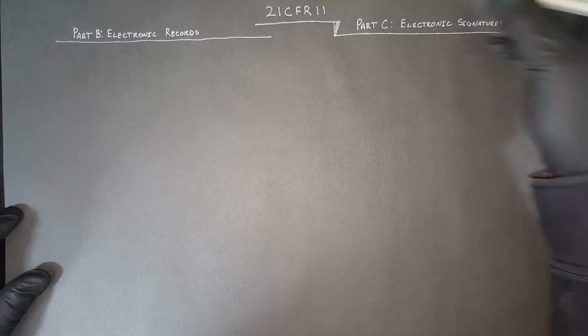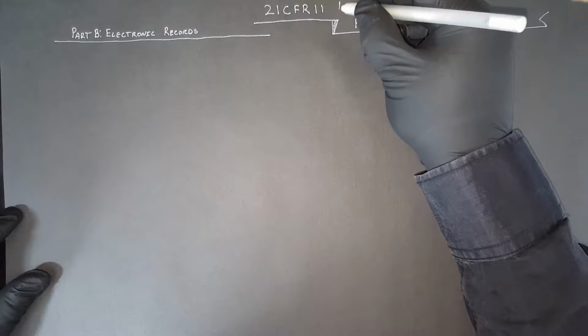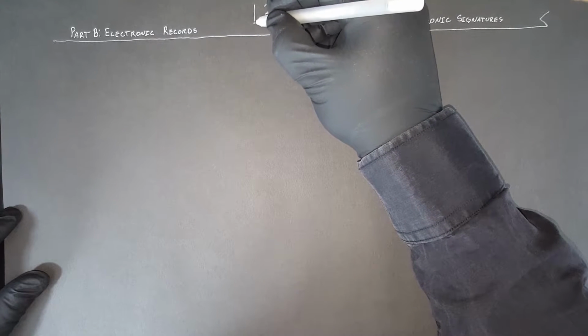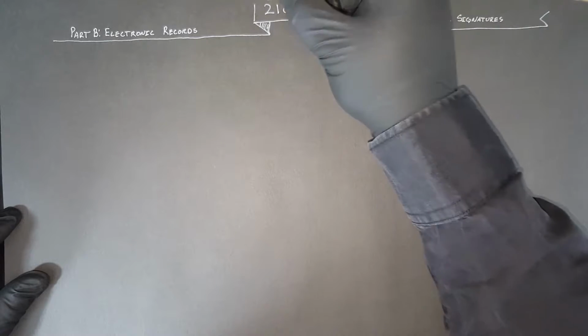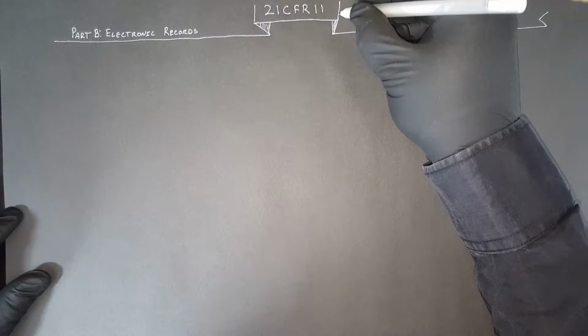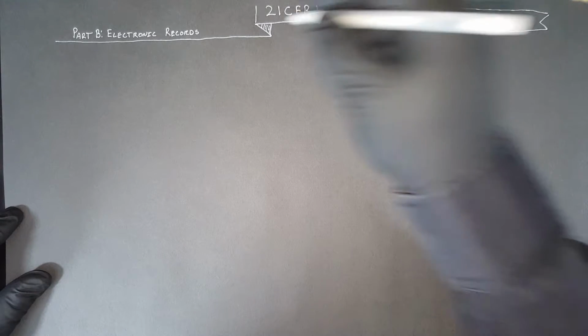21 CFR Part 11. It's a small regulation as far as federal regulations are concerned, but it has a far-reaching impact. We'll be covering Subpart B, electronic records, and Subpart C, electronic signatures.